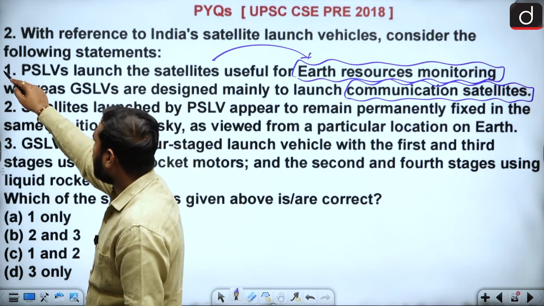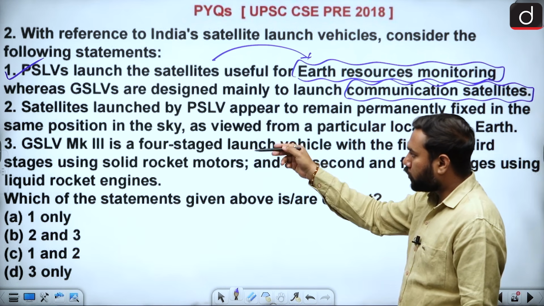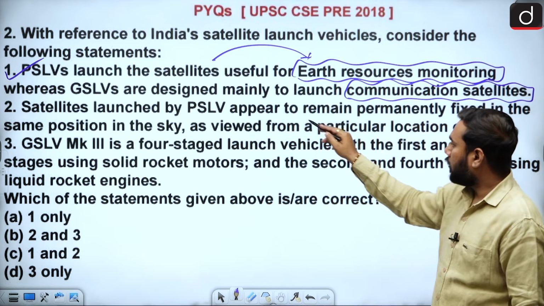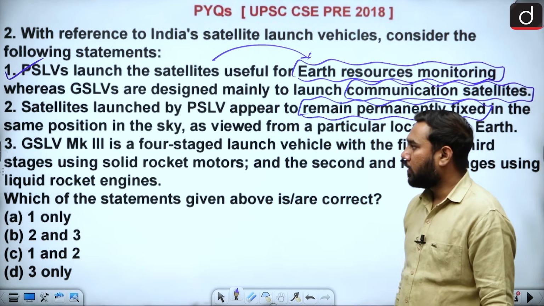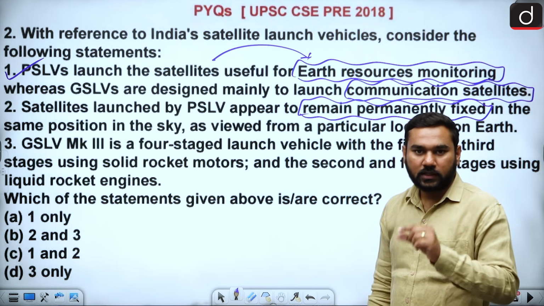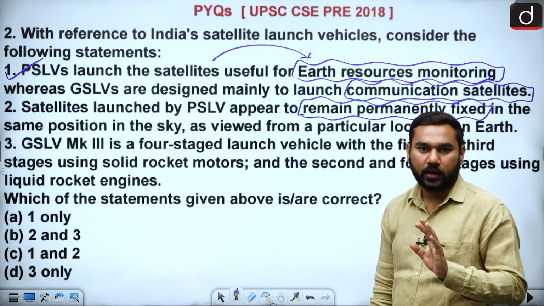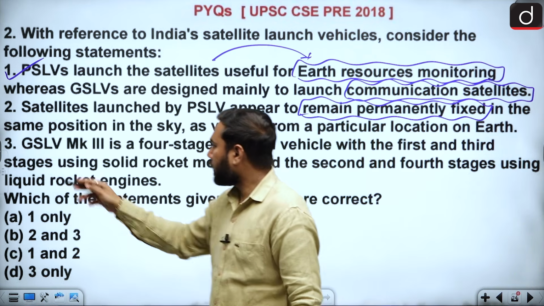So this statement is true. Second statement, satellites launched by PSLV appear to remain permanently fixed in the sky. No, this is not possible, because to make a satellite appear fixed, we must launch it at 36,000 kilometre height, and this is done by GSLV. So this statement is incorrect.